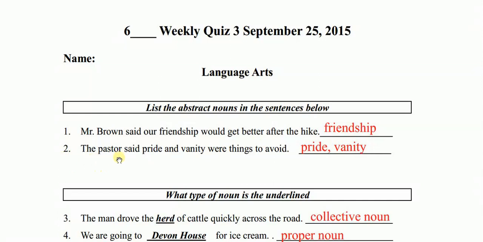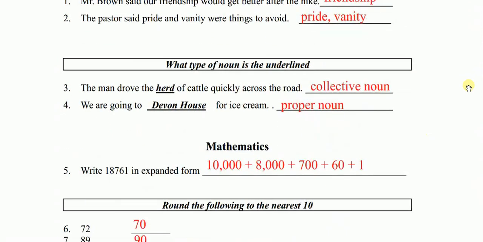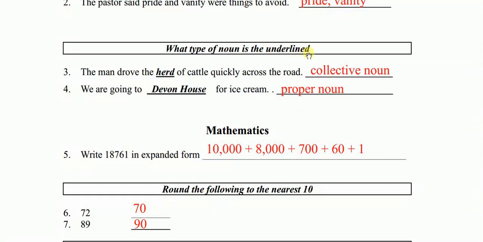Number 2, the pastor said pride and vanity were things to avoid. Pride and vanity. We move on. What type of noun is underlined? Number 3. The man drove the herd of cattle quickly across the road. And that's a collective noun or a group name.